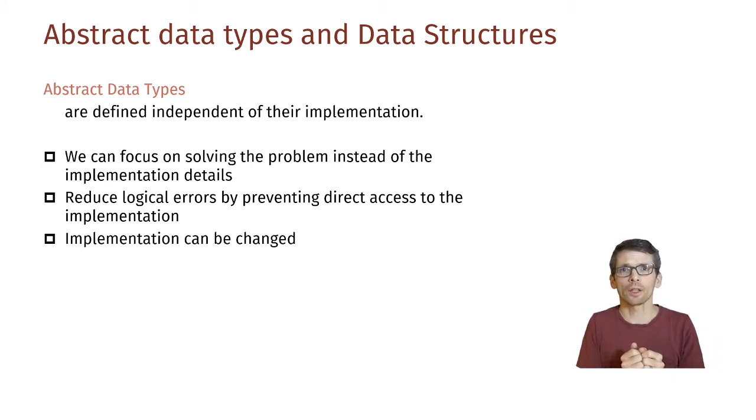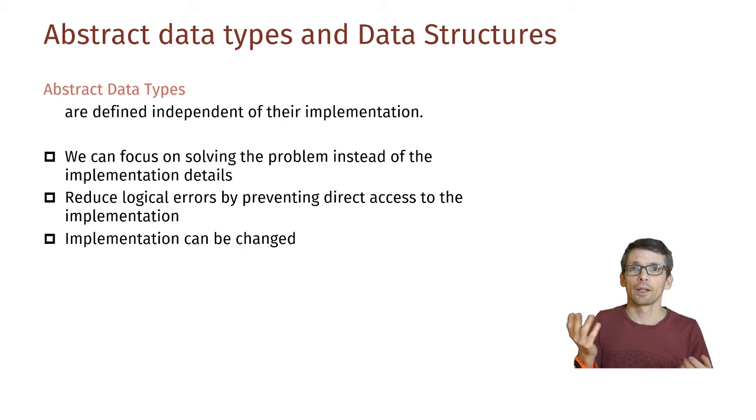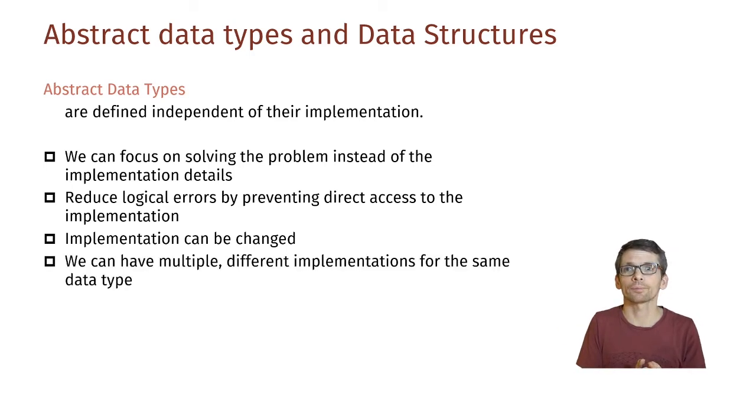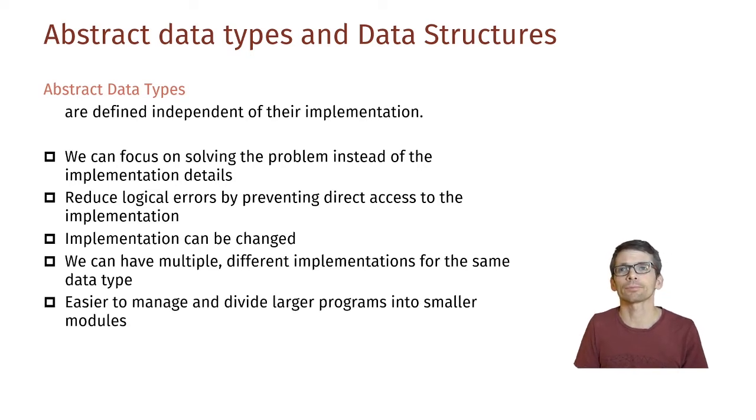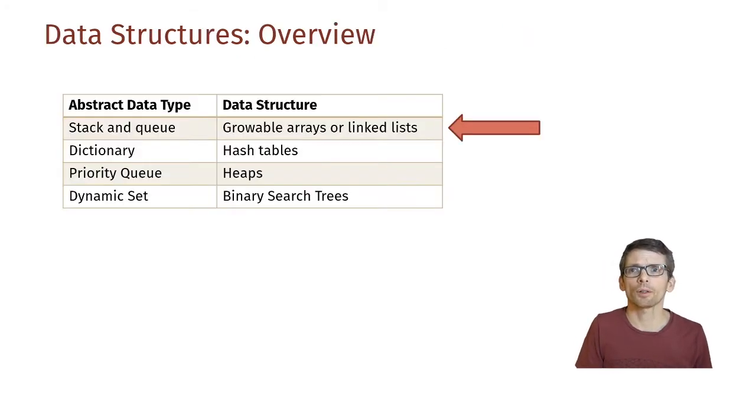It also allows us to change the implementation, so we could have a more efficient method for searching, and then we just use it in the background instead of our old method. Which also means we can have different implementations where the various implementations have different advantages. And then for larger programs, it has simply the advantage that it's easier to manage your program. So much about abstract data types for the moment.